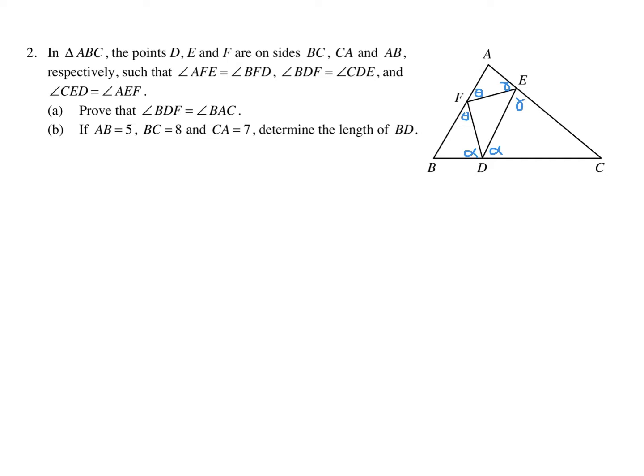Now I have to prove that BDF is equal to BAC. So where is BDF? BDF is this angle right here. So I have to prove that angle BDF is equal to BAC. That one I haven't labeled yet, so I'll just call it beta. So I have to prove that alpha is equal to beta.